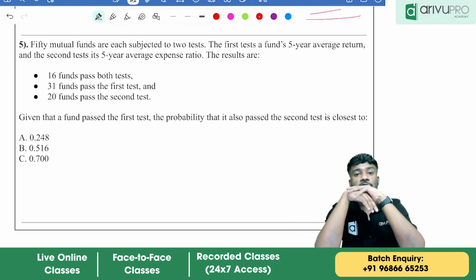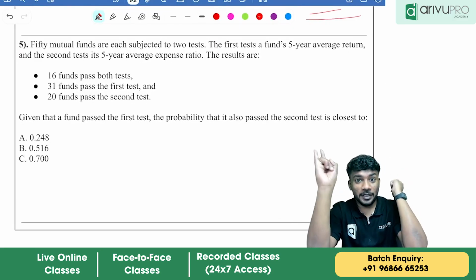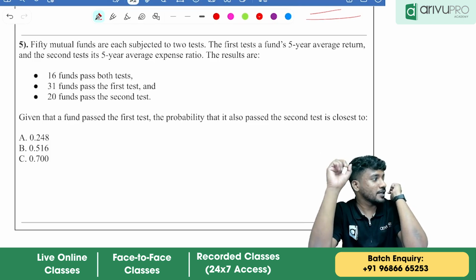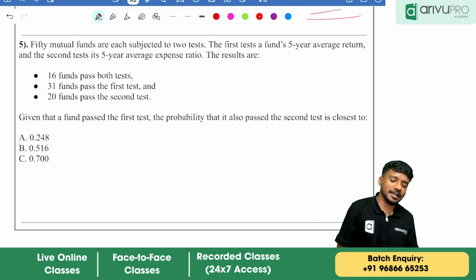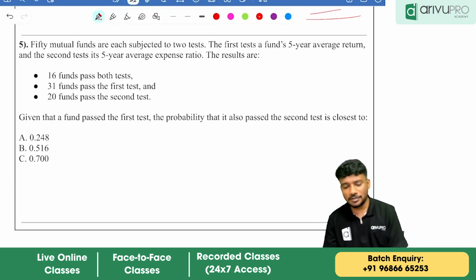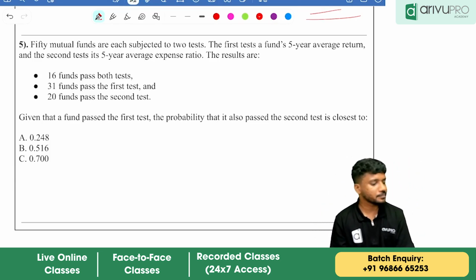Always remember the first thing I told you: the probability of a given event is nothing but the number of favorable events divided by the total number of events. Remember that. With that idea, please try to get me the answer. Direct question.